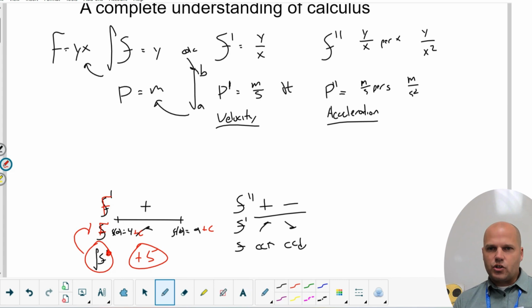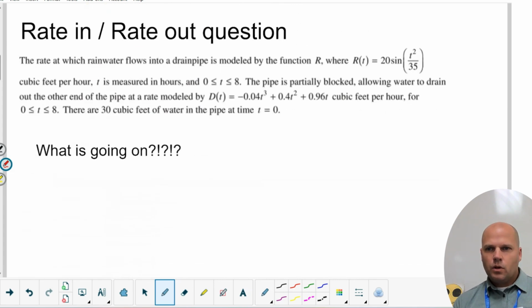Today, here's our situation. We have these rate in, rate out questions. What you're going to realize is it's very much like Unit 7 with a calculator.